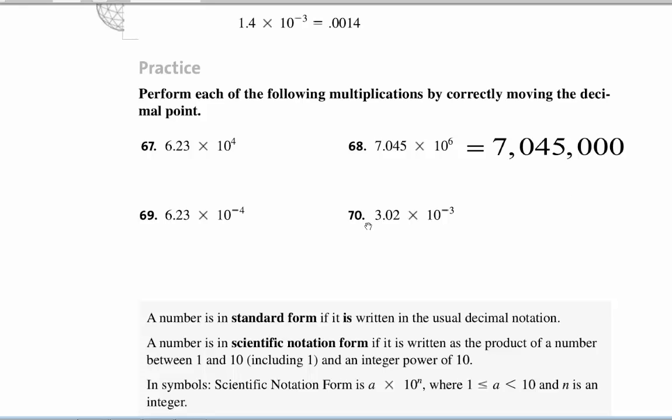Number 70, since my exponent's negative, I'm going to go to the left, right? So if it's a positive exponent, we move the decimal to the right. Negative exponent, we move the decimal to the left. So 3.02 times 10 to the -3. If I go 3 decimal places to the left, 1, 2, 3, I'm left with 0.00302.